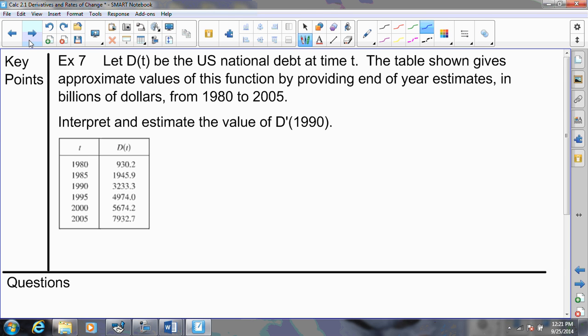And here's our last one. D of t is the U.S. national debt at time t. The table gives us some approximate values of the function by providing year-end estimates from 1980 to 2005, but it's not complete. Interpret and estimate the value of D prime of 1990. The interpretation we can do pretty quickly.